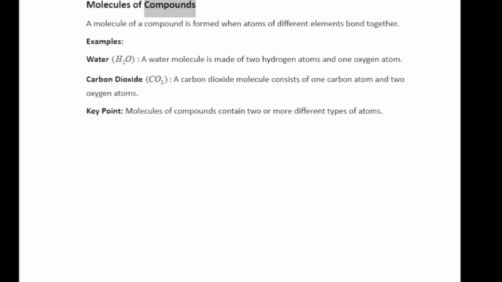Molecules of compounds. A molecule of a compound is formed when atoms of different elements bond together. Examples. Water, a water molecule is made of 2 hydrogen atoms and 1 oxygen atom. Carbon dioxide, a carbon dioxide molecule consists of 1 carbon atom and 2 oxygen atoms. Key point, molecules of compounds contain 2 or more different types of atoms.